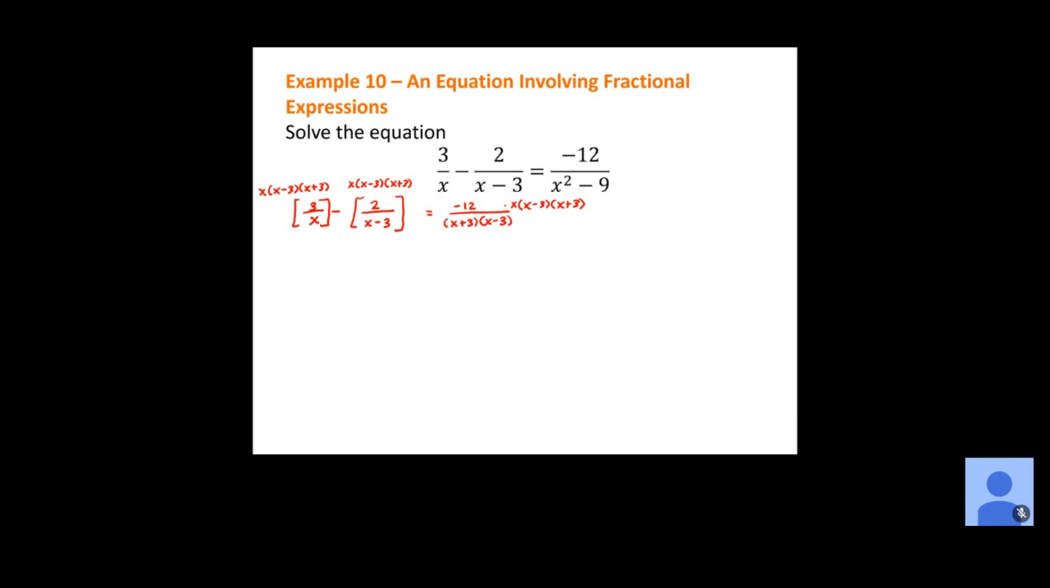Now, if I do that, let's look at this first term. If I multiply 3 over x times x minus 3 times x plus 3, what's going to cancel out? The x, right? Because I'm going to have an x in the numerator, I'm going to have an x in the denominator, so I can cancel out the x's, which means I'm still left with everything else that I've got there. So I'm going to have a 3 times x minus 3 times x plus 3. Any questions on how I got that?